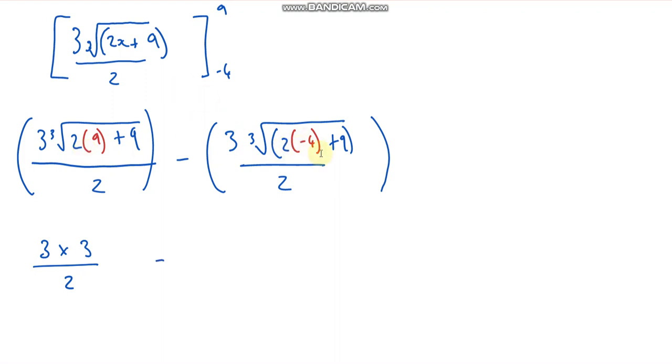This is going to be -8 plus 9, so that's 1. So the cube root of 1 is just going to be 1 divided by 2. So look at that, isn't that quite nice? So I've got 9/2.